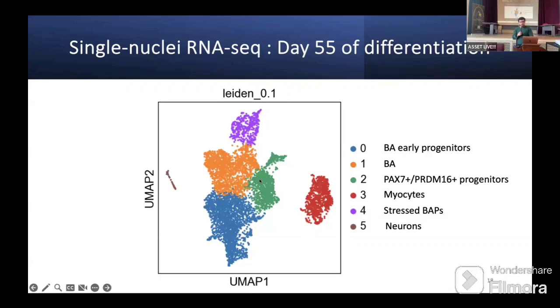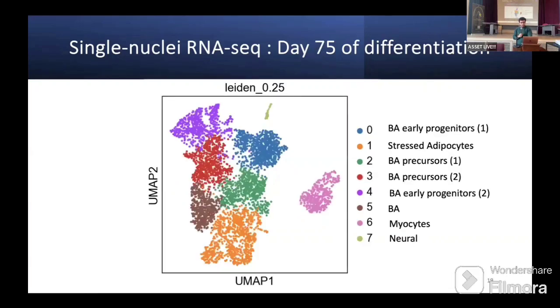Then we have cluster number 1, which is mainly composed of brown adipocytes expressing PPAR gamma, PGC1a, UCP1, and other brown adipocyte markers. Interestingly, at this stage, we observed cluster number 4, which is mature brown adipocytes, but stressed. Because the more we wait during the culture, the more the adipocytes become big, and the more the cells that are in the center get stressed. So they express stress markers like hypoxia and other markers.